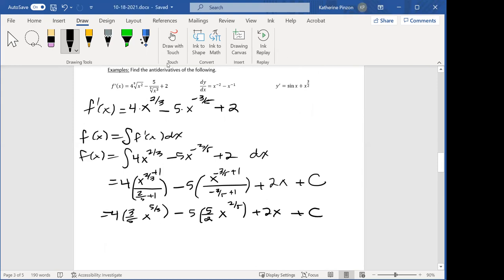You could be done here. You could multiply these numbers together, right? The more you practice, the easier it's going to be, like, oh, this is what I know. Like when we take the derivative of 7x squared, we don't do 7 times 2x anymore, we just say 14x. So you could multiply these together. These tend to be a little bit harder when we're multiplying because they're fractions, but you know, 12/5 x to the 5/3 minus 25/2 x to the 2/5 plus 2x plus c.